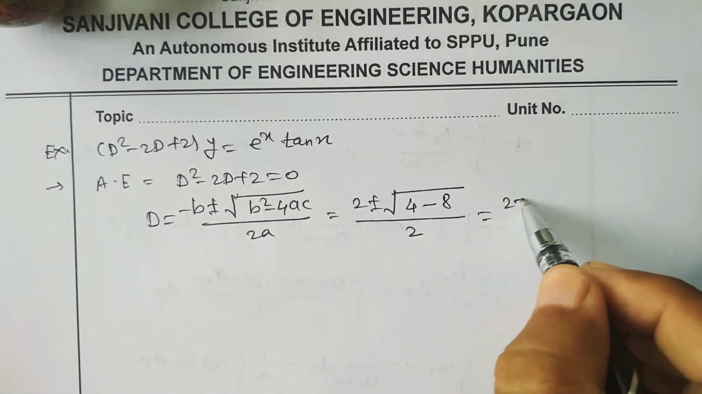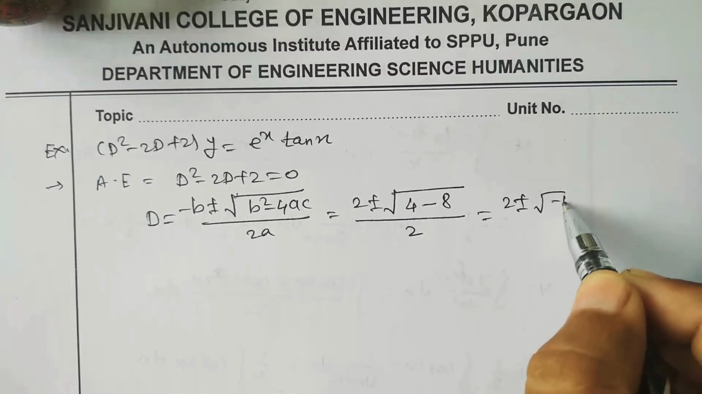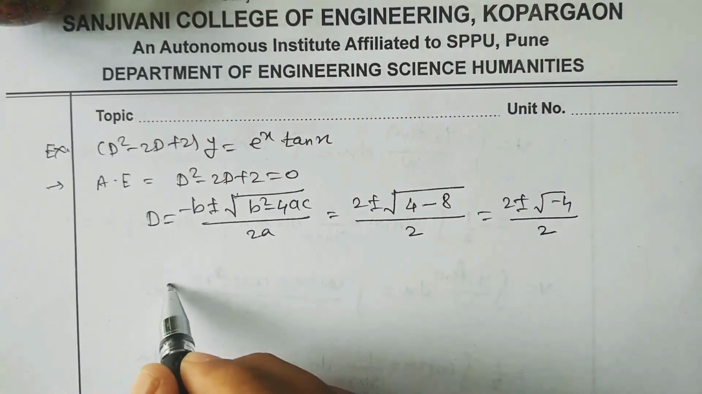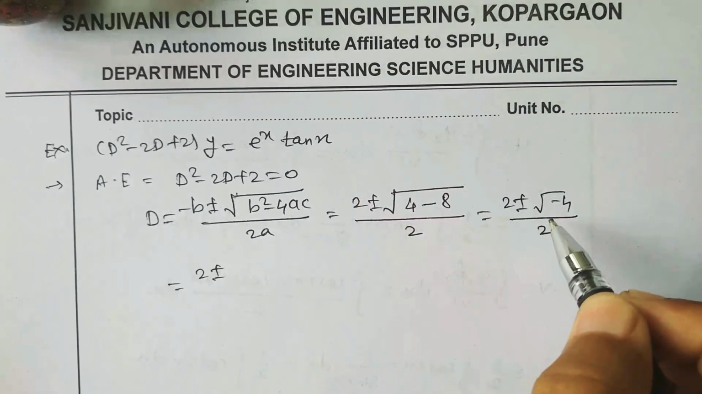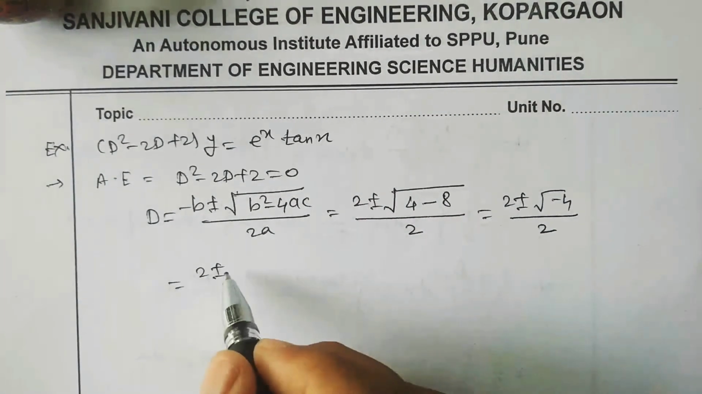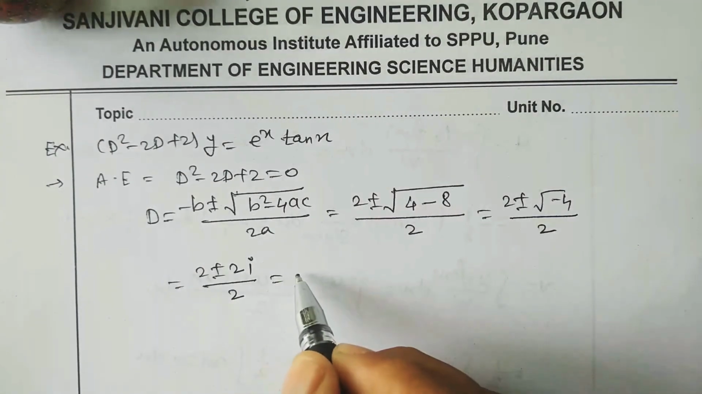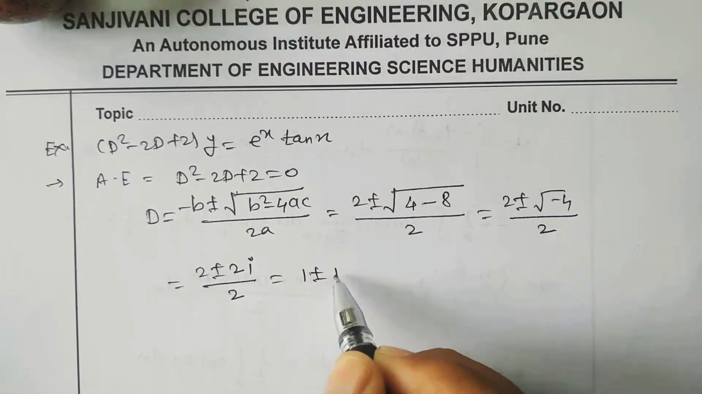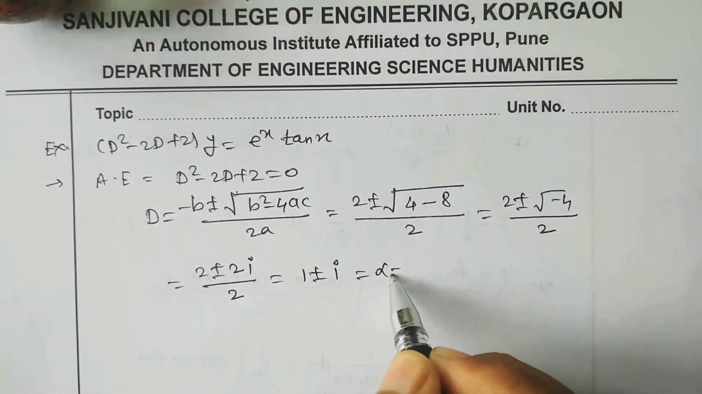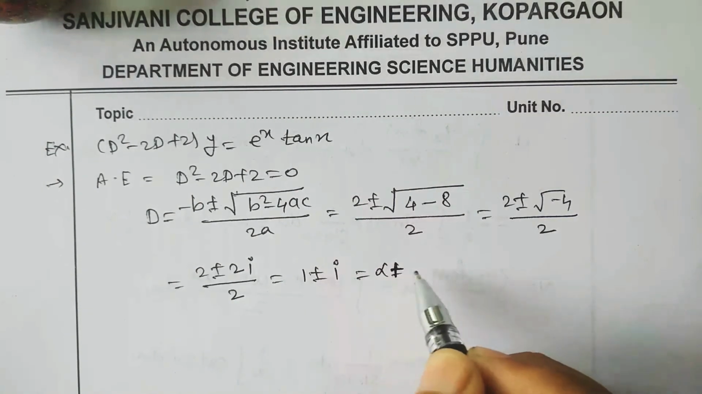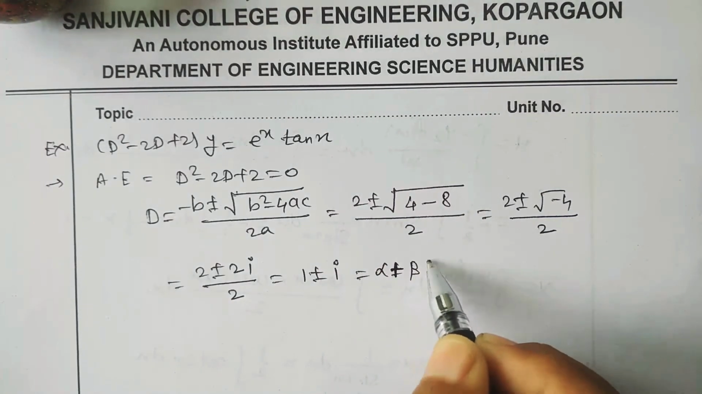So this is equal to 2 plus minus under root of minus 4 upon 2. So under root of 4 is 2 and under root of minus 1 is i, upon 2. So after simplifying we will get 1 plus minus i, where the value of alpha is 1 and the value of beta is 1.